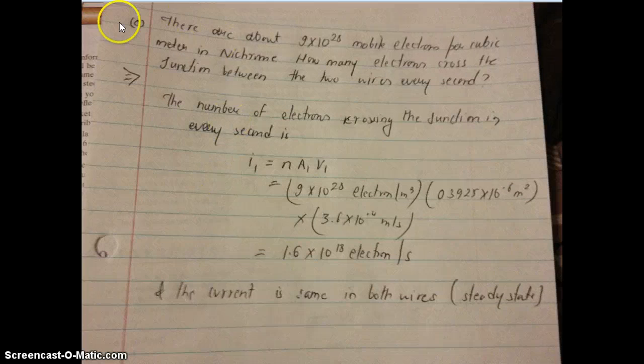And lastly, part C says there are about 9 times 10 to the power 28 mobile electrons per cubic meter in nichrome. How many electrons cross the junction between the two wires every second? The number of electrons crossing the junction every second can be given by I1 equals nAv1, and we already have the value of n, which is 9 times 10 to the power 28 electrons per meter cubed, A, the area, which comes out to be 0.3925 times 10 to the power minus 6, and the v1 that we got earlier, 3.6 times 10 to the power minus 4 meter per second. Doing so, we get a value of 1.6 times 10 to the power 18 electrons per second.